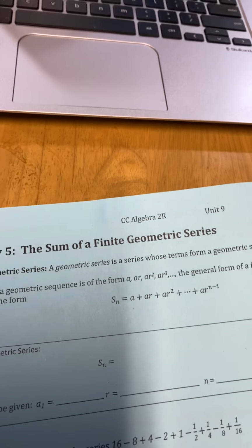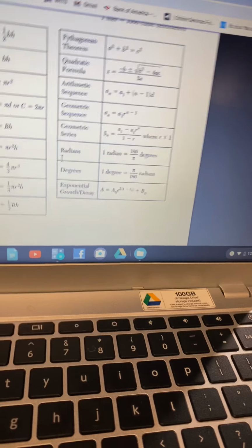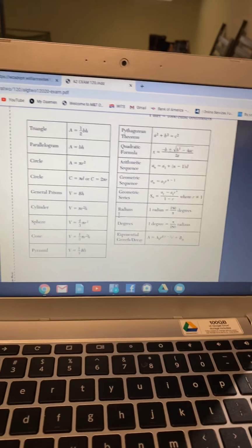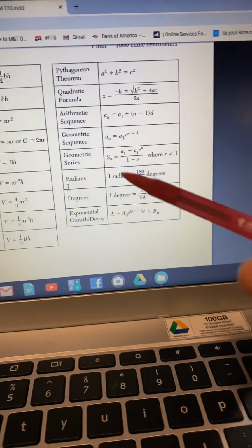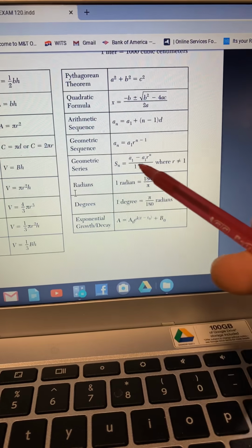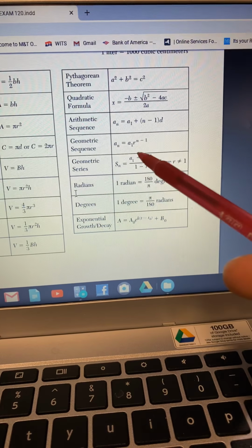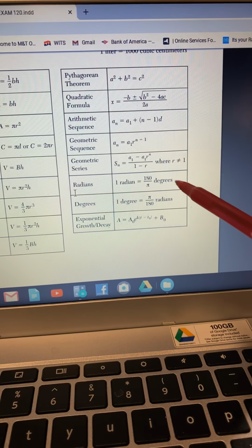Okay, the last lesson in 9b is involving a sum of a finite geometric series. So on the formula sheet for the Regents, they give you all of these formulas. You can find them on the links I sent you, or just look up an old Regents exam. So here's the geometric series formula, where you're adding up all the terms.